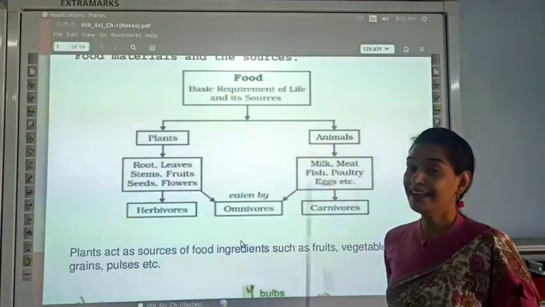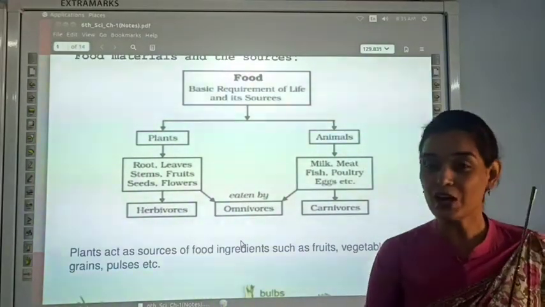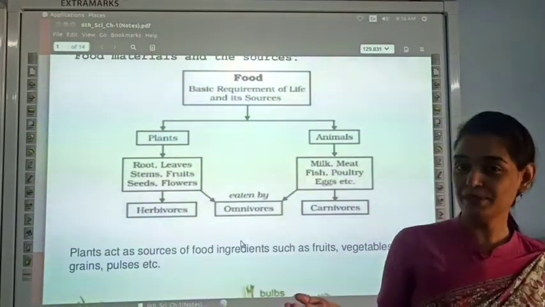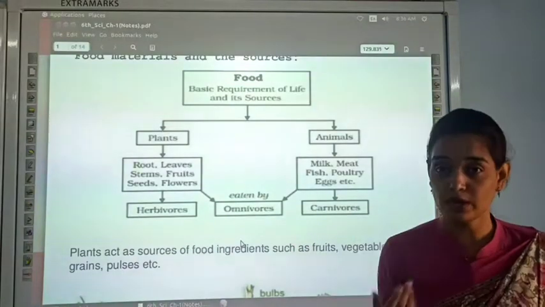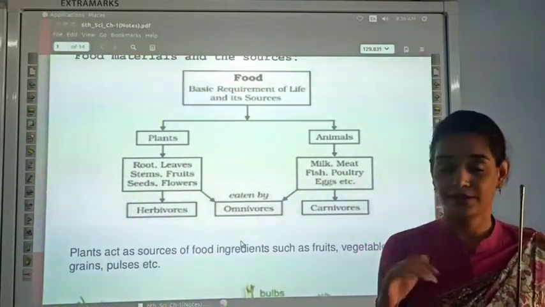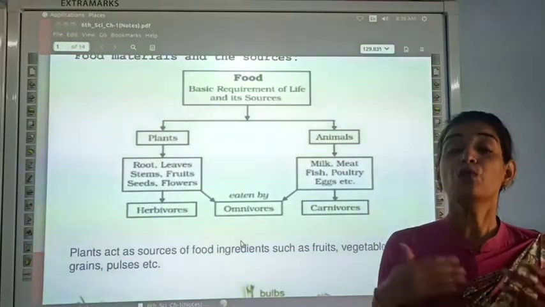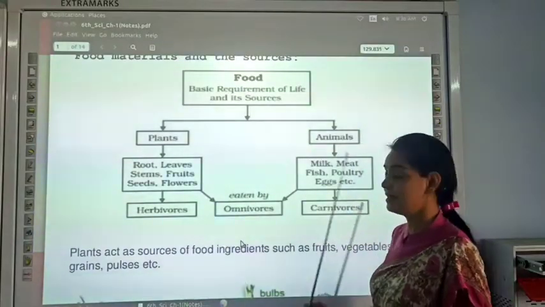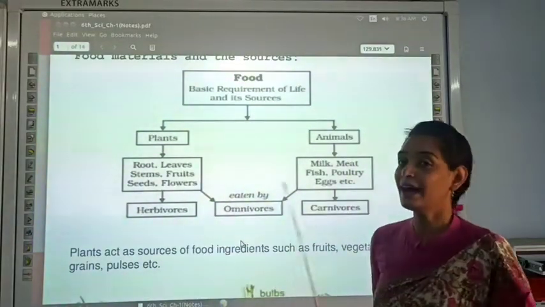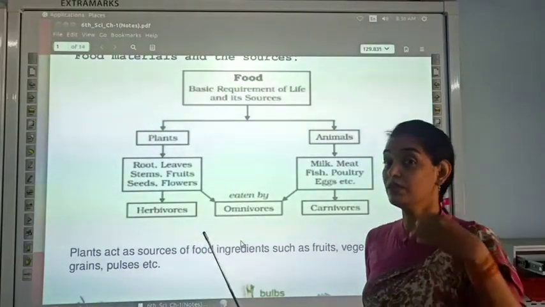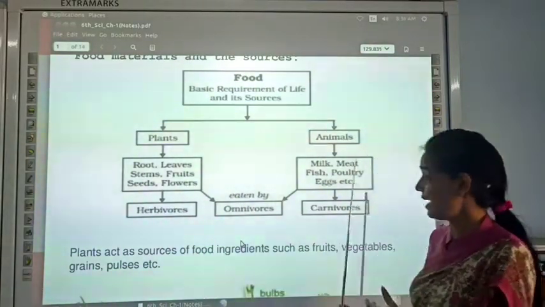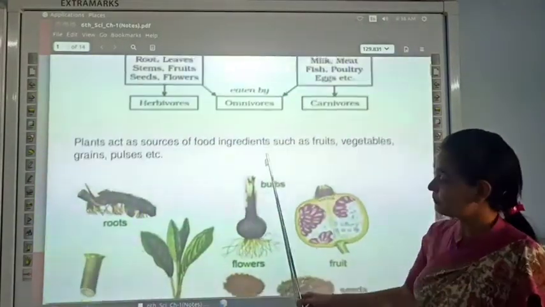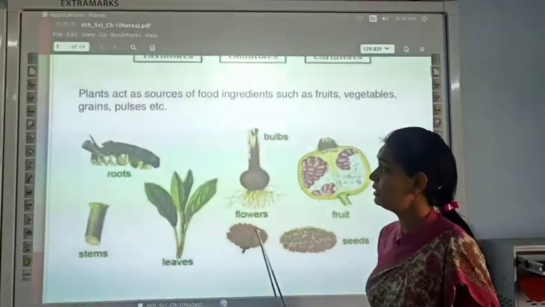And some other kinds of animals are also there which can eat both plant product and animal product, and that is their choice, like the human being, dog, cat. It depends on them what they want to eat. We can eat some plant products and some animal products also. So those animals which can eat both plant and animal products are called omnivores. Yes, so in this way we will move forward.